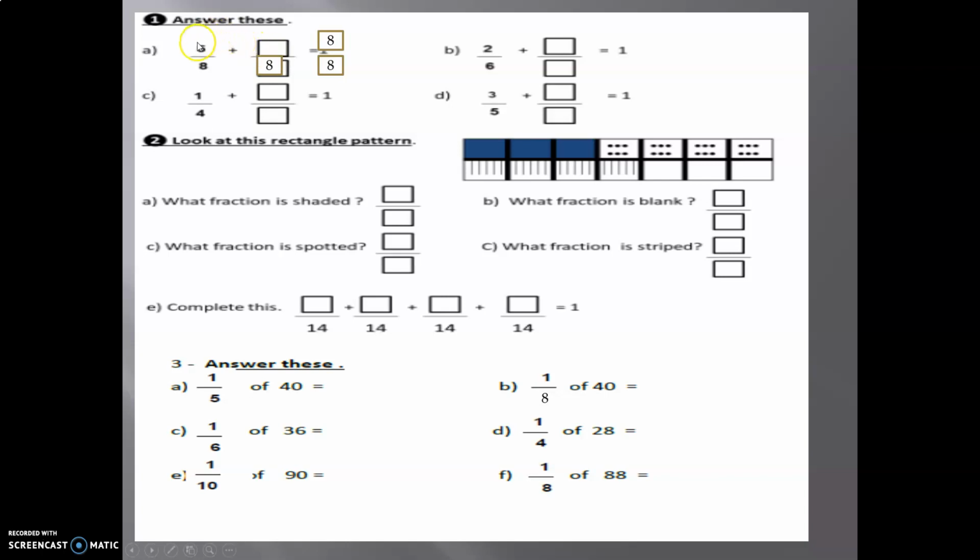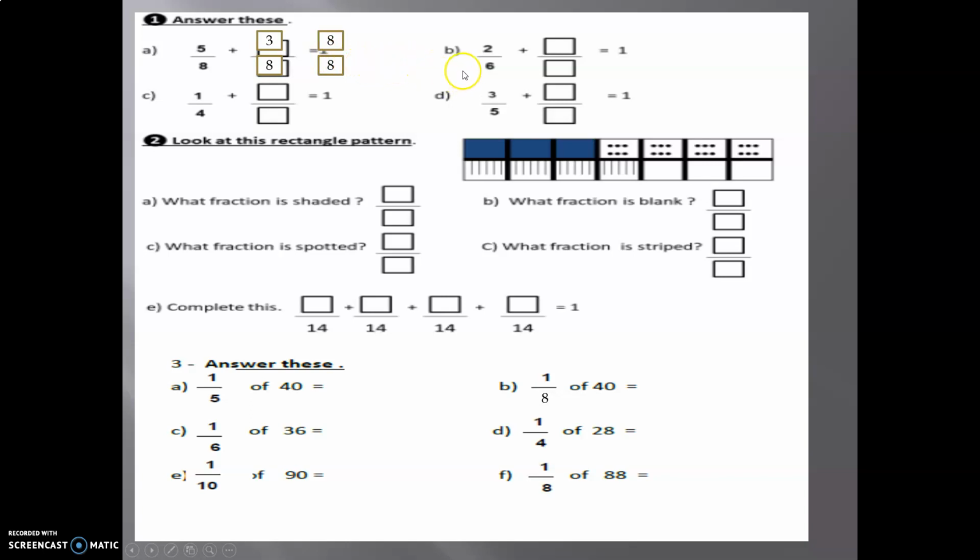So now the question is easier. 5 plus what gives you 8? 3. So 5/8 plus 3/8 gives you 8/8 or 1. But instead of 1 we put 8/8 to make it easier for us.